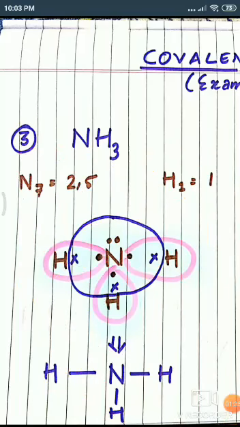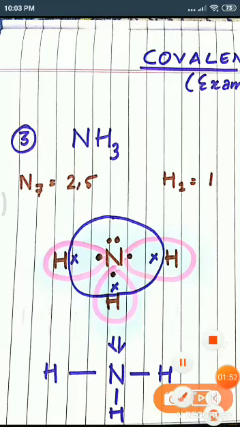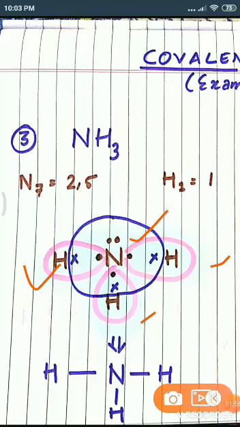Now, understand this thing. I have told you that you have to draw the valence electrons only. Only and only you will draw the valence electrons. So, here I have written, look very carefully, this is nitrogen at the center, followed by 3 hydrogens at the corners, right?